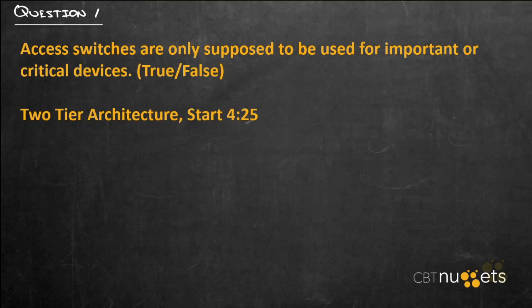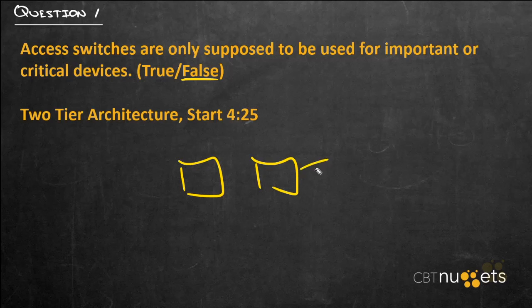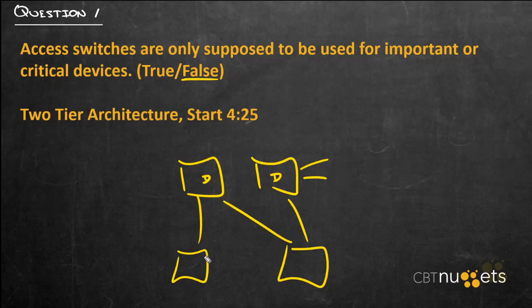Number one, access switches are only supposed to be used for important or critical devices. True or false? The answer is false. Truth be told, when you design a network architecture, typically really critical devices will connect up to the distribution layer. That includes devices like routers that are connecting off to the internet.